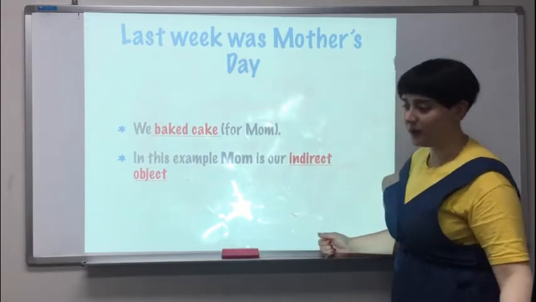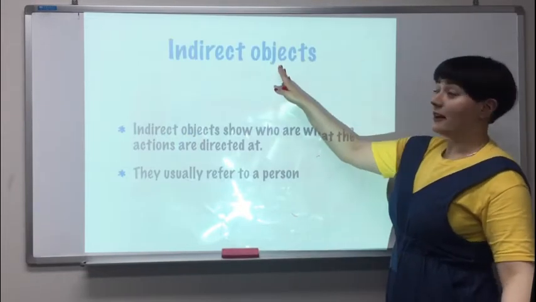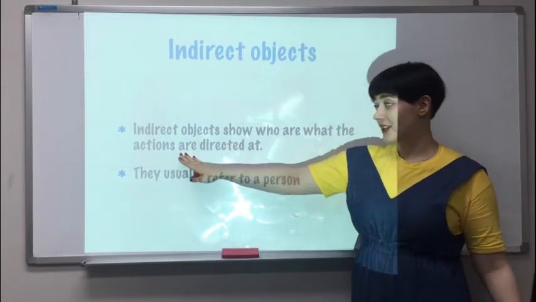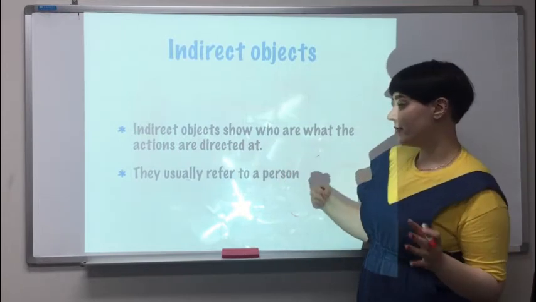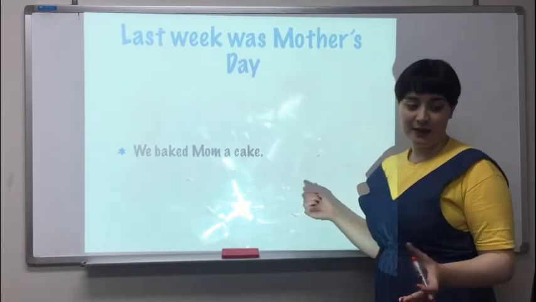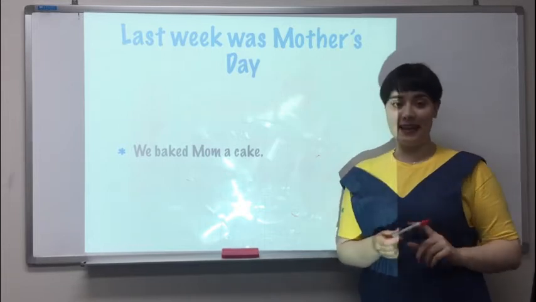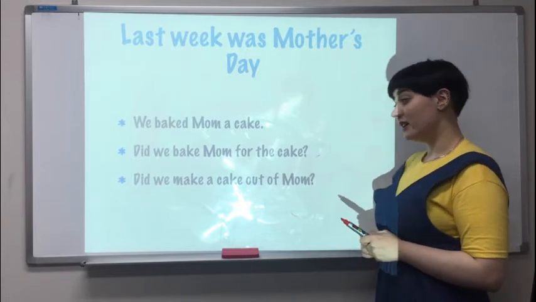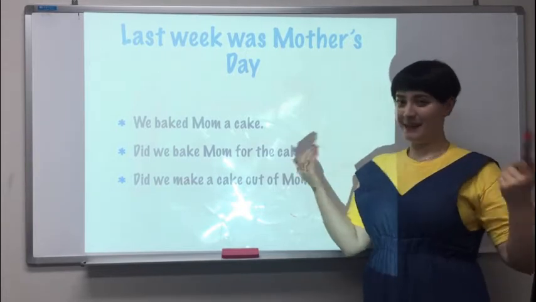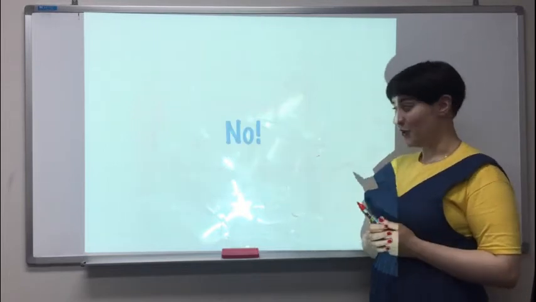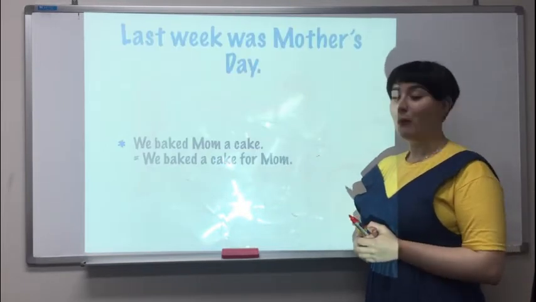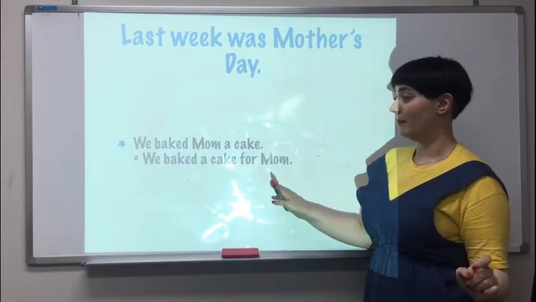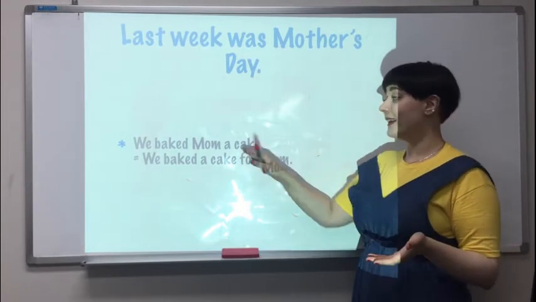Let's talk more about indirect objects. Indirect objects show who or what the actions are directed at. So they usually refer to a person. As in this example, we baked mom a cake. Did we bake mom for the cake? Did we make a cake out of mom? As I said before, that's impossible, so no. We baked a cake for mom. Indirect object, mom. Direct object, what did we bake? A cake.